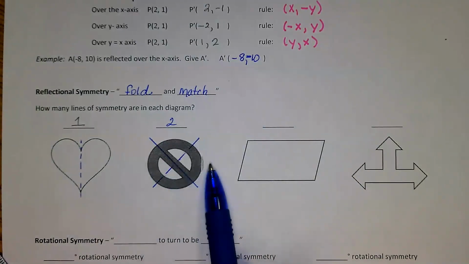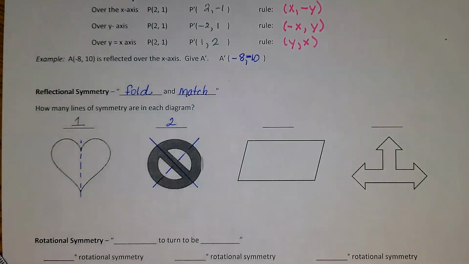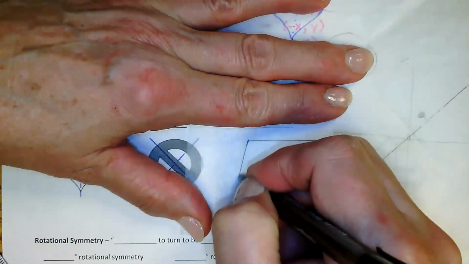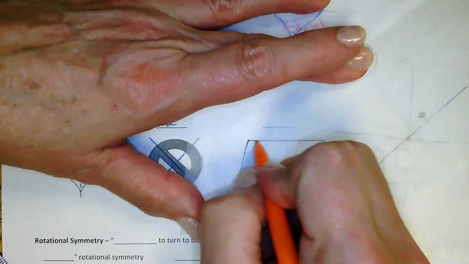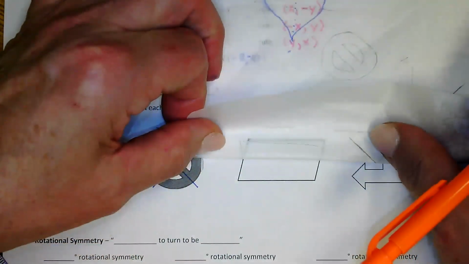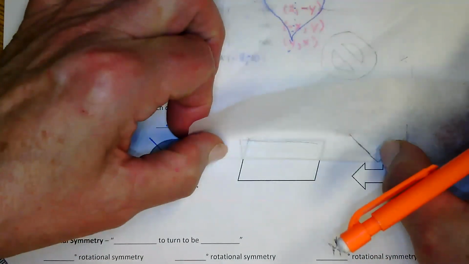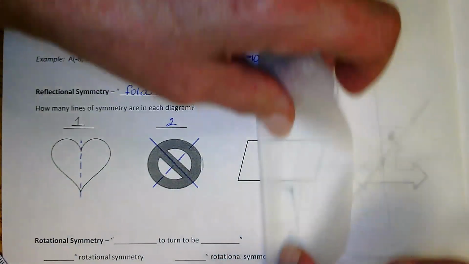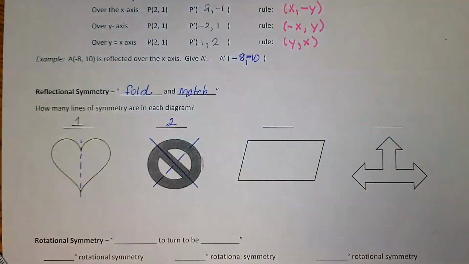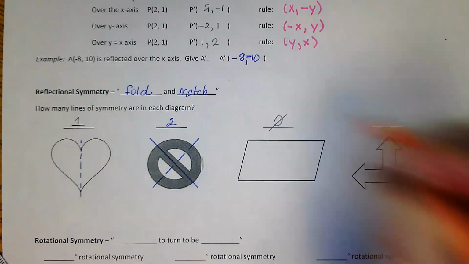Can't fold it this way though, because of that bar in the center. All right, let's look at the parallelogram. Sometimes the wax prevents a pen from drawing on here very well. All right, top to bottom, horizontally. No, that does not work. Side to side. No. Diagonally. Oh, definitely not. Well, it has 0 lines of symmetry.